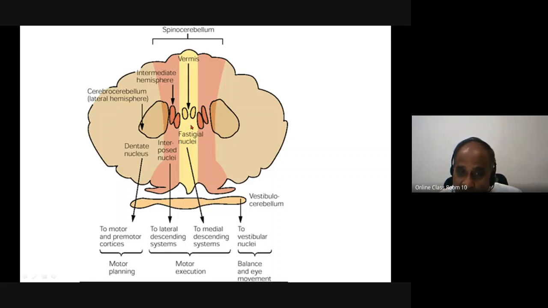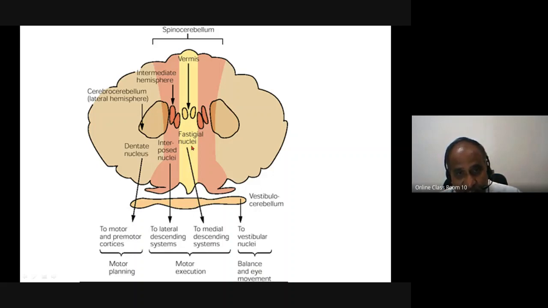Now, in this diagram, this is the spinocerebellum, this is the cerebrocerebellum, and this is the vestibulocerebellum. This is connected to the vestibular nuclei, and that would be for balance, posture, and eyeball movement. If there is something wrong, he will not be able to maintain posture, he will not be able to maintain balance, and he will have nystagmus. Nystagmus is an involuntary jerky movement of the eyeball.